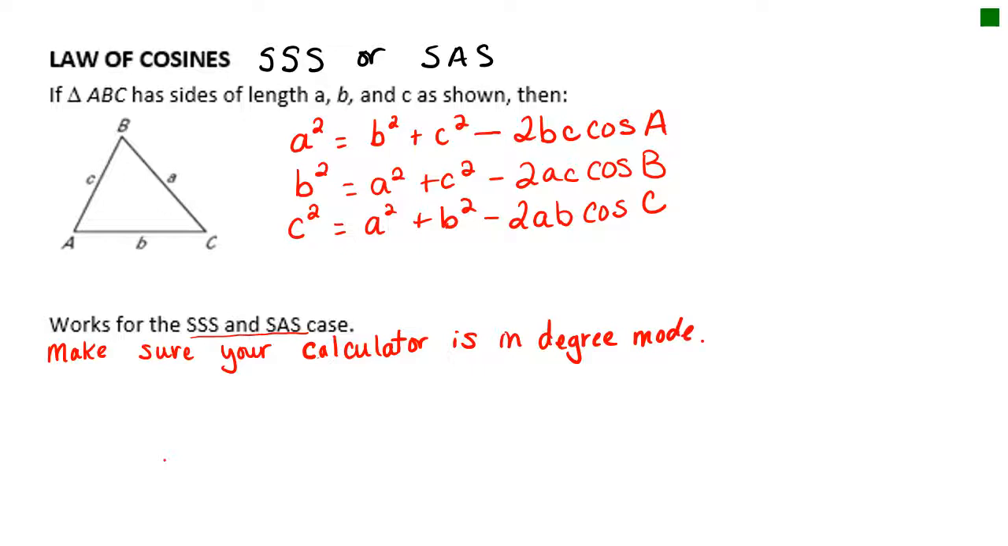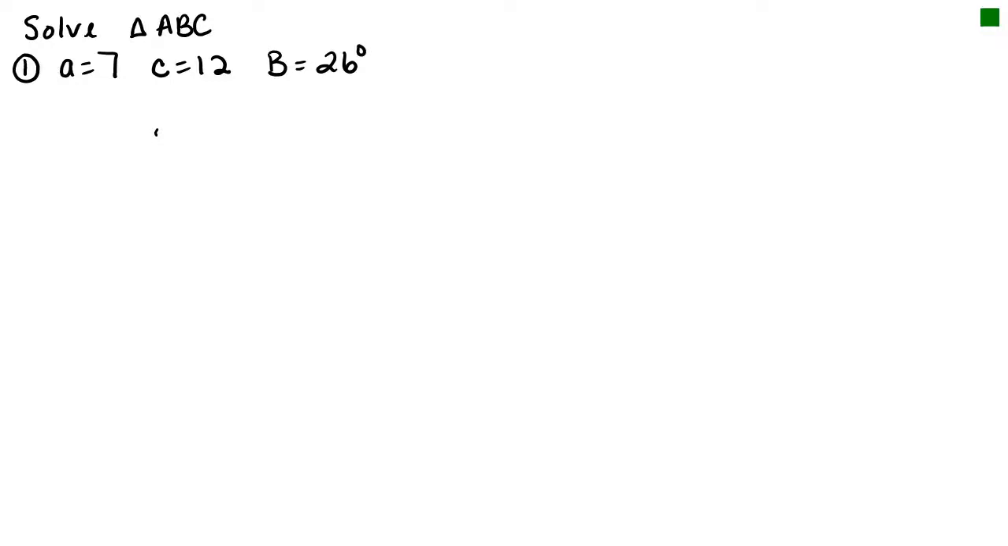All right, so we're going to do two examples where we solve the triangle. One is going to be side, angle, side. The next one's going to be side, side, side. Our first example, we're going to solve triangle ABC, when we know side A is 7, side C is 12, and capital B, so I know it's the angle, is 26 degrees.